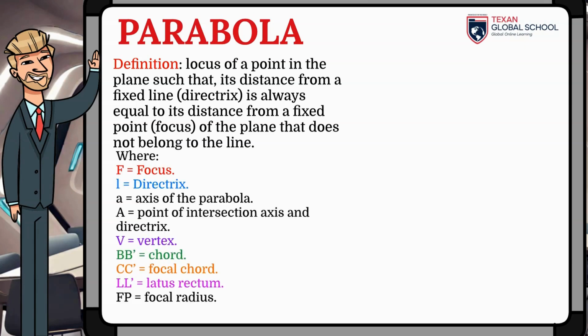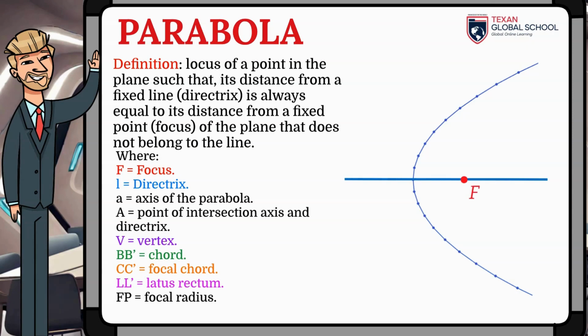We can see on the board that the focus is denoted by the letter F. L is the fixed line called the directrix of the parabola. F, lowercase, is the axis of the parabola, which is a line perpendicular to the directrix. E, capital letter, is the point of intersection of the axis of the parabola and the directrix. V is the vertex of the parabola, which is the midpoint of segment E, F.